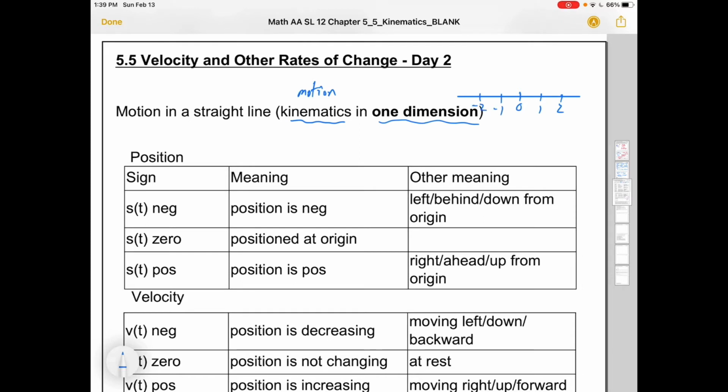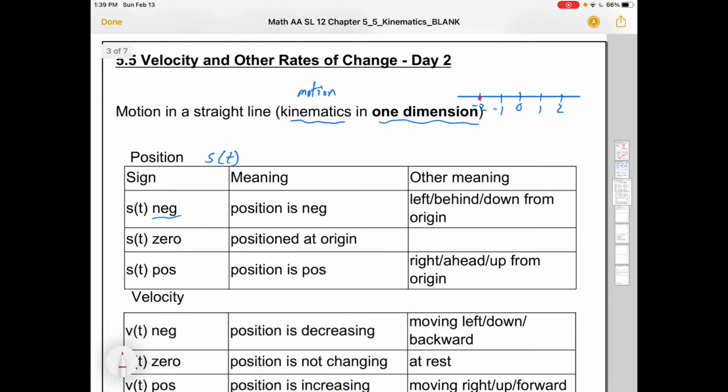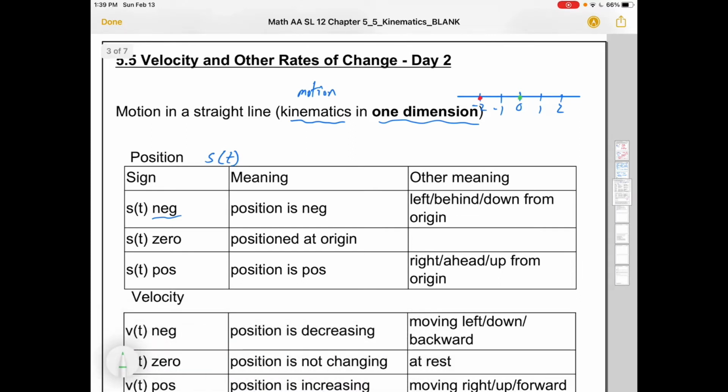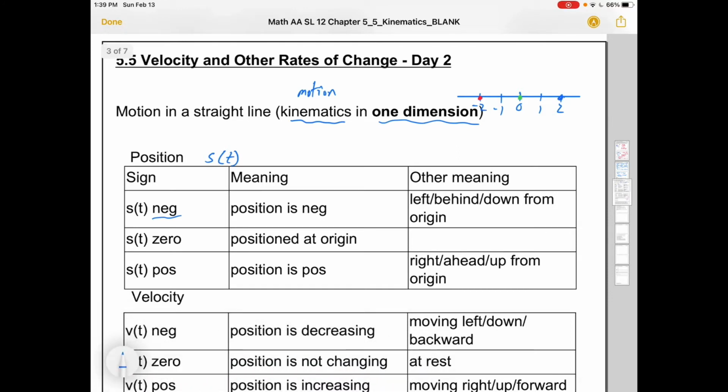So if we say position, often the variable that's used for it is s, for spatium. So if s is negative, if position is negative, that means that we're over here to the left of the origin. If position is 0, that means we're right at the origin. And if position is positive, then that means we're somewhere over here to the right, or ahead or up from the origin.